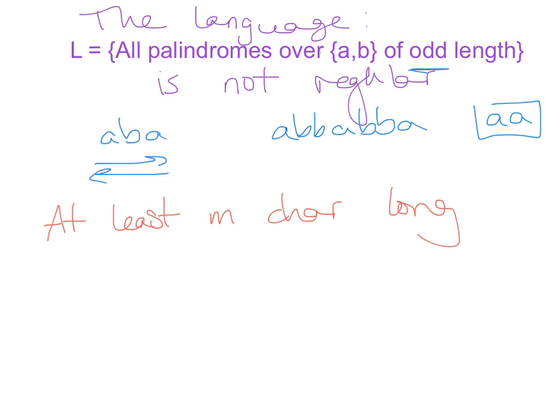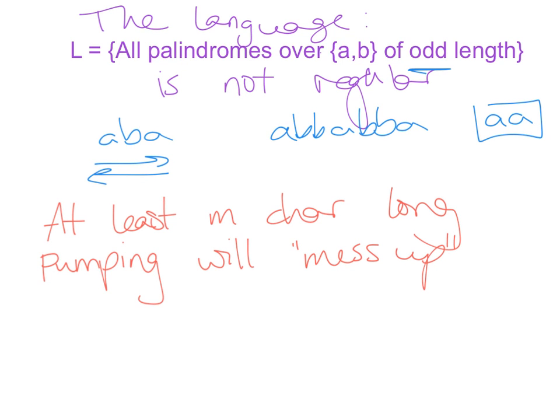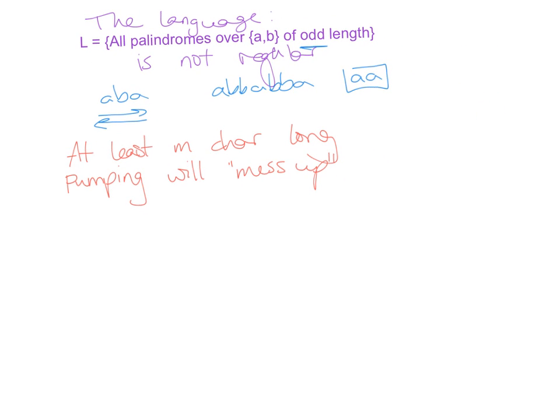And I also want to pick a string that pumping will mess up, right? So the question is, how do I do this? And my first thought, with every single string that I try to do on the pumping lemma, is, can I start with something like A to the M? Because that is definitely m letters long, right? Now I don't know if A to the M is of odd or even length. So I could say, A to the M, A to the M, well, that's definitely of odd length, right? But if I add more A's to this, it's still going to be a palindrome, so that doesn't really help me much.